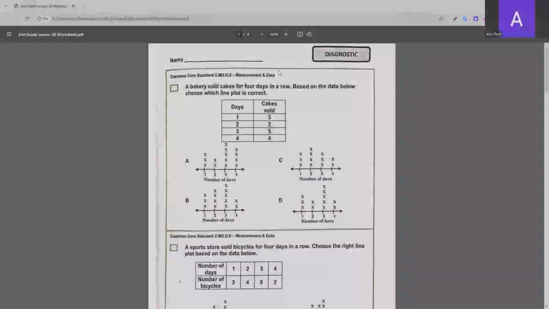Today we're going to be doing second grade lesson 28 worksheet. So let's start off with number one. A bakery sold cakes for 4 days in a row. Based on the data below, choose which line plot is correct.